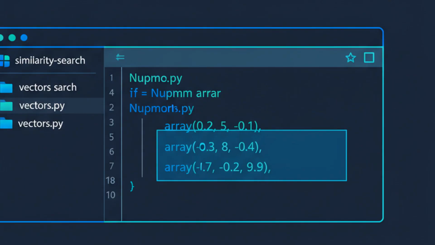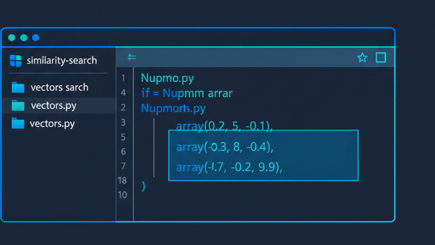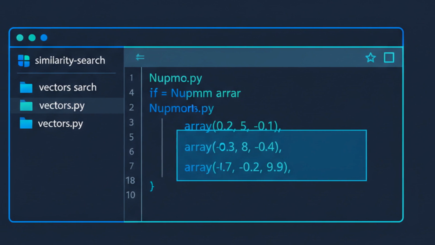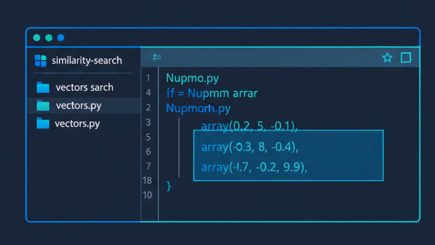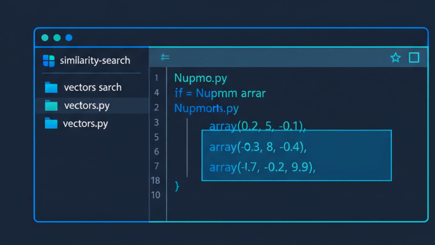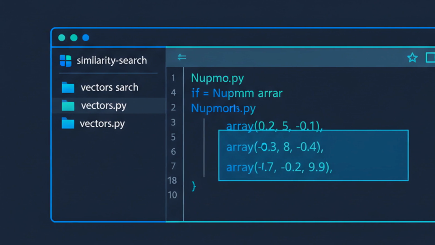Here's the mental model that makes everything click. A vector with three numbers is a point in 3D space. A vector with 1536 numbers, like an OpenAI embedding, is a point in 1536 dimensional space. We can't picture that, but the maths works identically. Let's create a couple of simple vectors in Python so you can see exactly what we're dealing with.